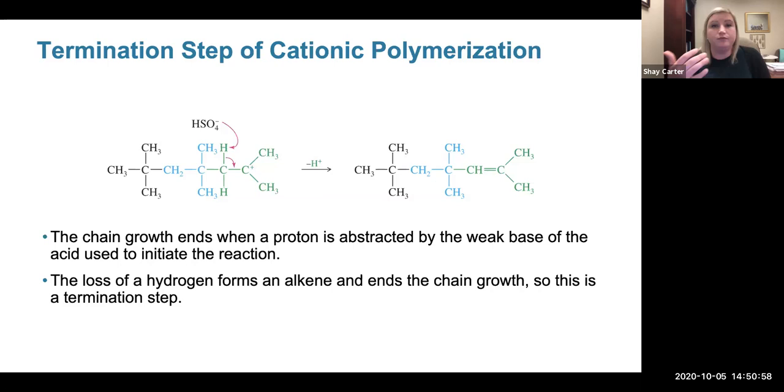propagation, elongation, termination. The chain growth ends when a proton is abstracted by the weak base of the acid that is used to initiate the reaction. This weak base is titrated to figure out how much is needed to create how much polymer you need. The loss of the hydrogen forms an alkene and it ends the chain growth. So the very last monomer will actually be an alkene, and that's the termination step.